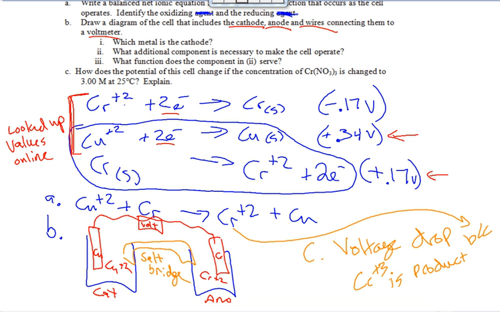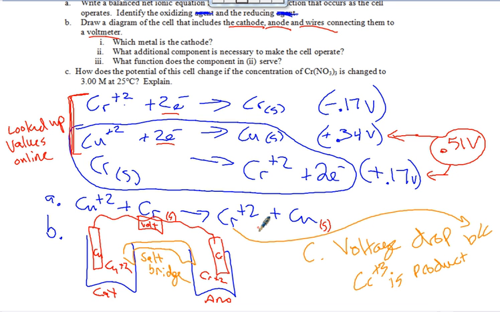What would the total be? 0.34, 0.37, 0.51 volts would be the total voltage when you combine these two together. And write the reaction as it is in part A. We have a balanced net reaction, 2 electrons, 2 electrons. The copper is solid on this side, aqueous on the other. The chromium is solid here, aqueous on the other side.